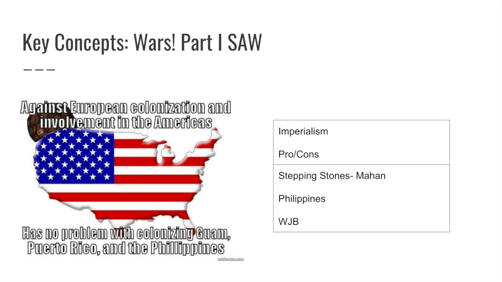Manifest Destiny was done. We had expanded to the Pacific Ocean, and this caused some people to start seeking the idea that we should expand overseas. There becomes a stepping stones theory by writers and historians like Alfred Mahan, talking about the importance of sea power, that we need to take over these places to have overseas markets to Asia. We will do this following the Spanish-American War through occupying the Philippines and other territories, Puerto Rico, Guam, and the like. And this causes a lot of debate.